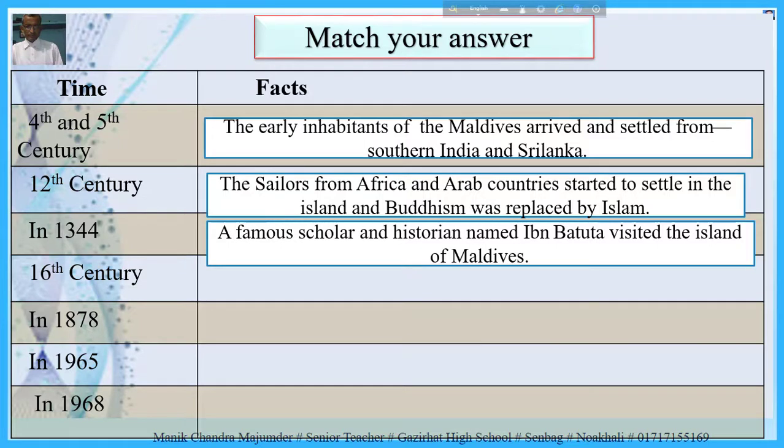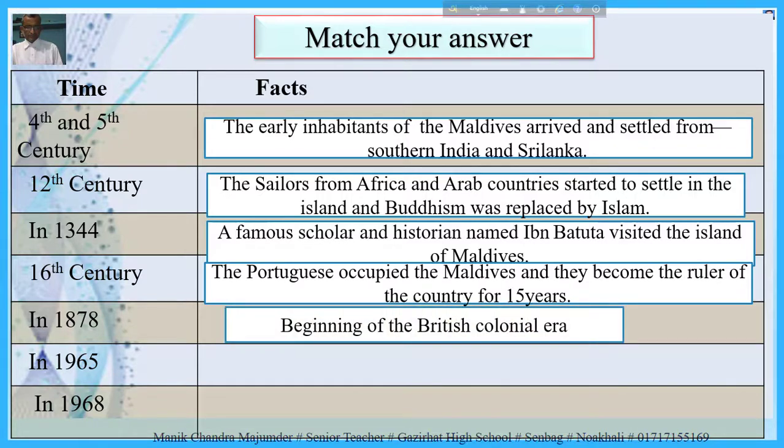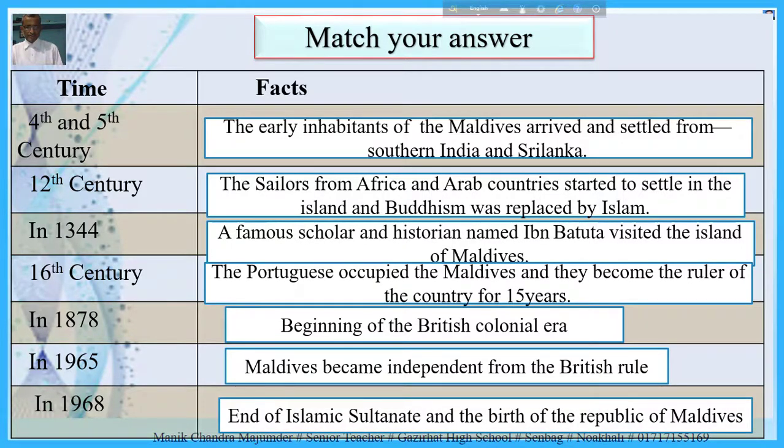In 1344, a famous scholar and historian named Ibn Battuta visited the island of Maldives. 16th century: Portuguese occupied Maldives and they became the ruler of the country for 15 years. In 1878, the beginning of the British colonial rule. 1965: Maldives became independent from British rule. In 1968, the end of the Islamic Sultanate and the birth of the Republic of Maldives.